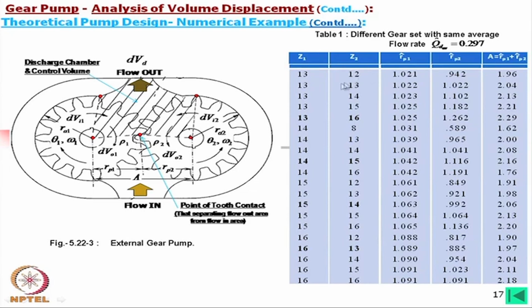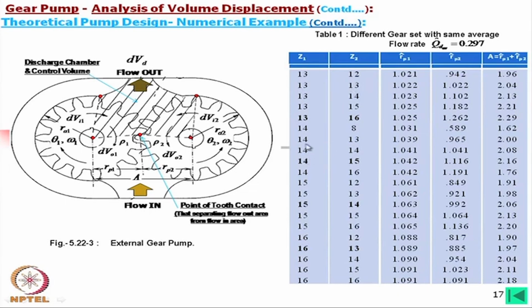So, 13 and 12, then in that series, Z 1 we have kept at 13 up to this point, and it is varied from 12 to 16. Then gradually we have increased the teeth number, and we have increased the driving teeth number up to 16, whereas the driven varies from 12 to 16. That means, in this case only, say, this is one case where both the teeth numbers are equal.